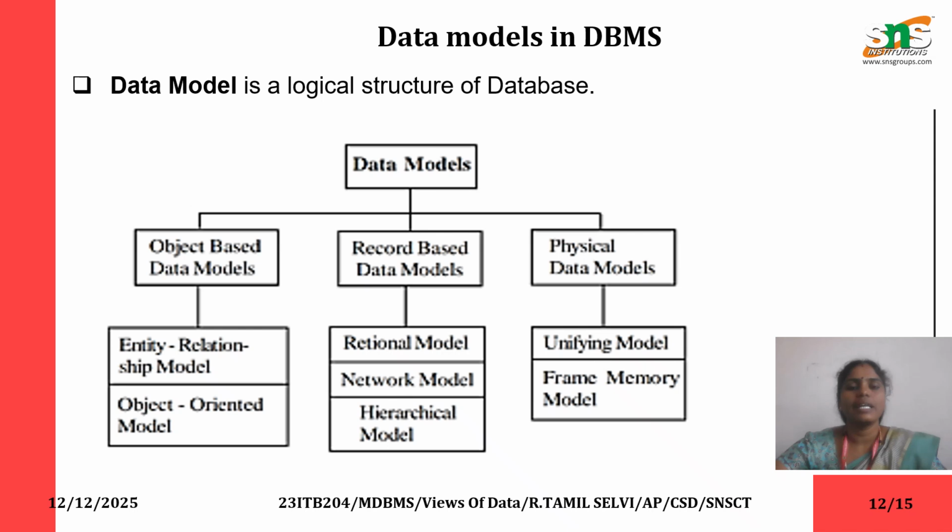And the second one is record-based data model. These models specify logical structure of database with the records, fields, and attributes. And the third one is physical data model. Physical data model shows how the data is actually stored in the database, including tables, columns, and data types, along with the keys. It is the final design stage and is directly used to create the database using SQL. So in the next video, we can see in detail about the types of each model, that is object-based, record-based, and physical data model subcategories.